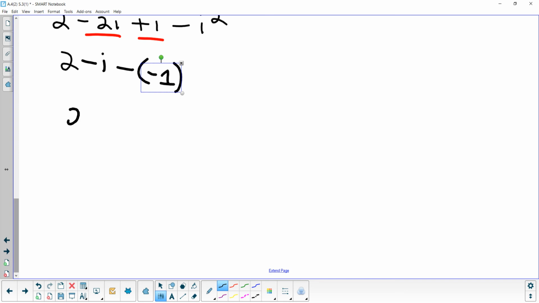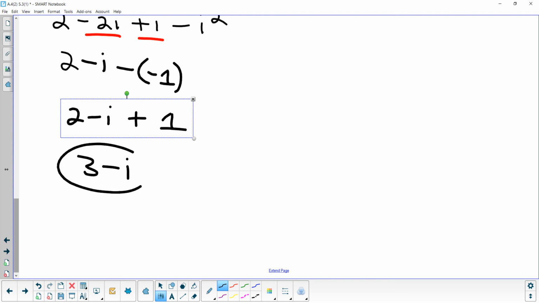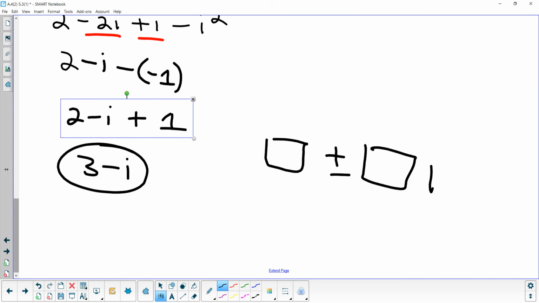Okay, so what you're really going to have is 2 minus i plus 1. Now you can finish combining your like terms, which is 2 plus 1. And the final answer is 3 minus i. You always want to put your final answer in this format. Real part, plus or minus, depends on the problem. Imaginary part. Every answer should always look just like that.